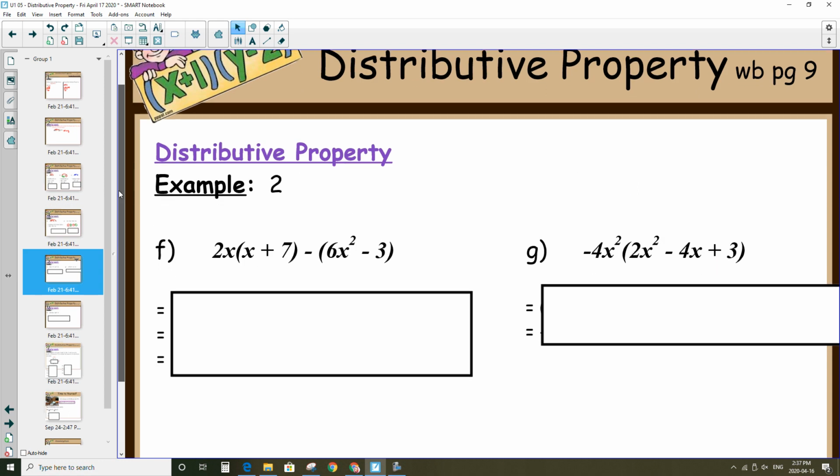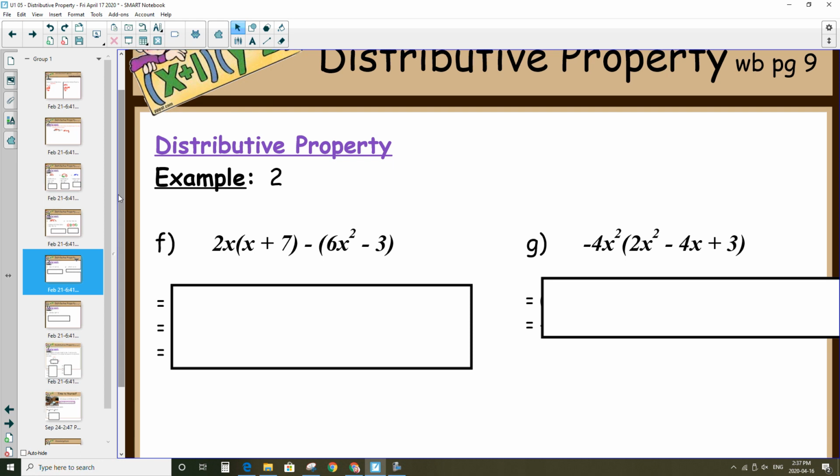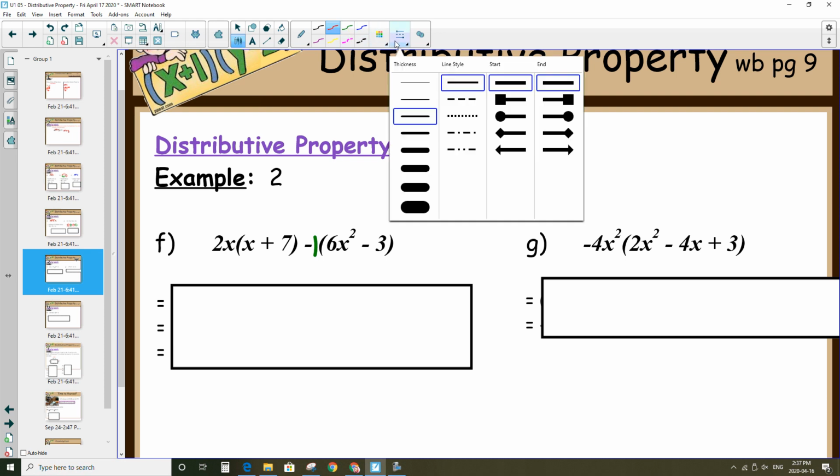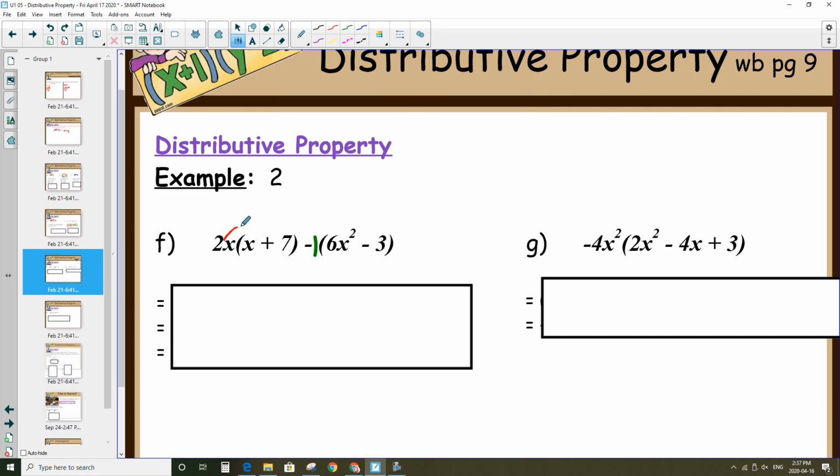F and G. All right, so in front of this bracket, we have a 2x, and in front of this bracket, we have a negative 1. Okay, we don't write a 1, but we know if there's a negative sign, it's like negative 1 in the front. Okay, so the first thing we want to do is multiply x plus 7, everything in that bracket, by the 2x out front. So we want to do 2x times x and 2x times 7.